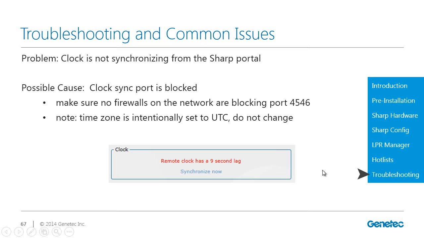If you see the clock is not syncing from the status tab of the Sharp portal, take a look at port 4546 to make sure it's unblocked. Now I just want to note that the time on the camera is intentionally in the UTC time zone. So please don't modify the time or the time zone on the Sharp directly, or the timestamps may not be accurate.